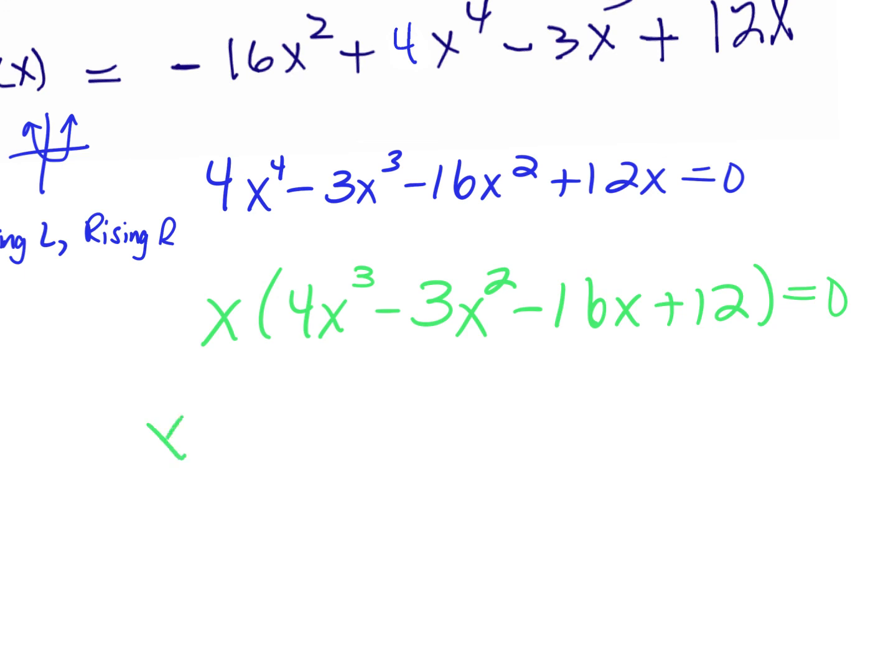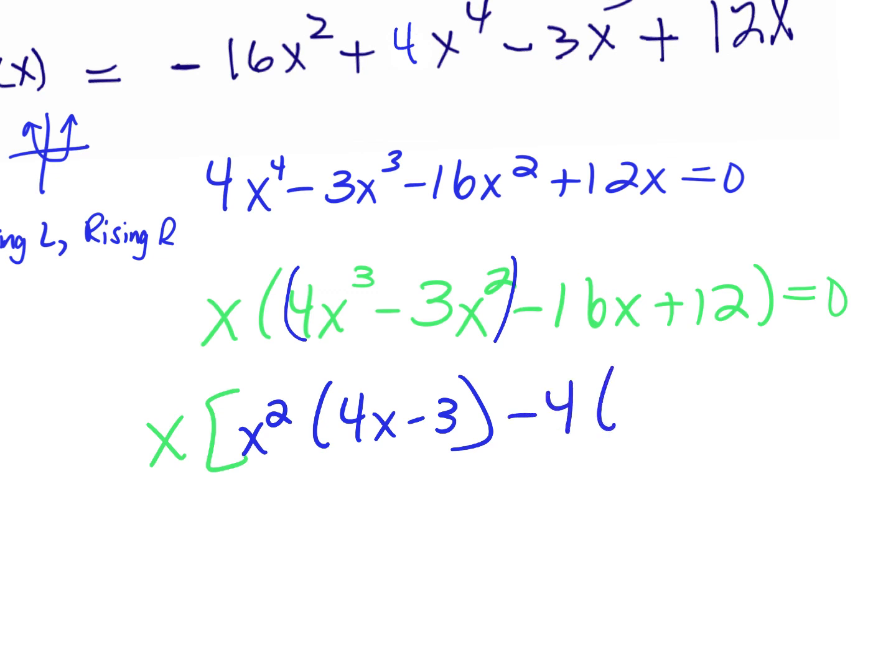Okay, so I still have my x out in here, and now I'm going to group since I have 4 terms. What can I take out of 4x cubed and negative 3x squared? An x squared, and that's going to leave me with 4x minus 3. Okay, what am I going to take out of negative 16x and 12? If I take out a 4, that leaves me with what? 4x minus 3. Since I took out that negative 4, guys, that sign in the middle changed.